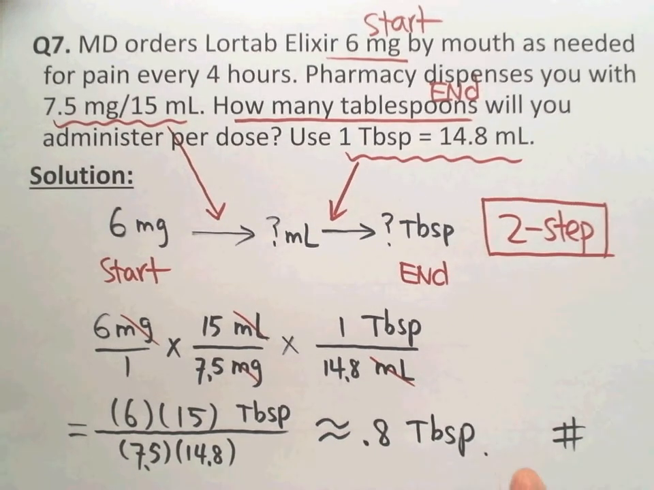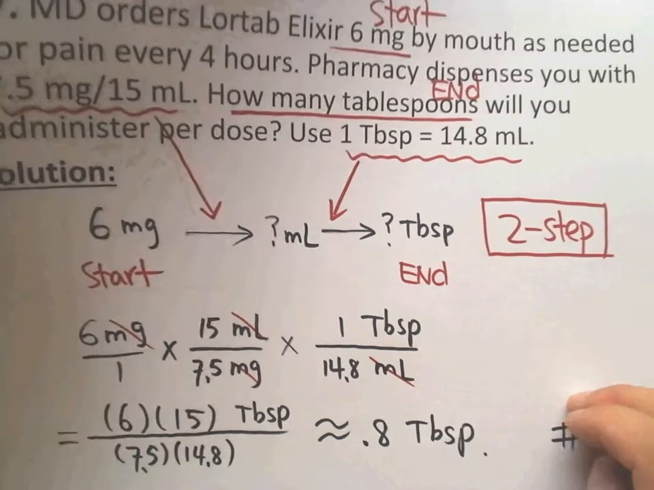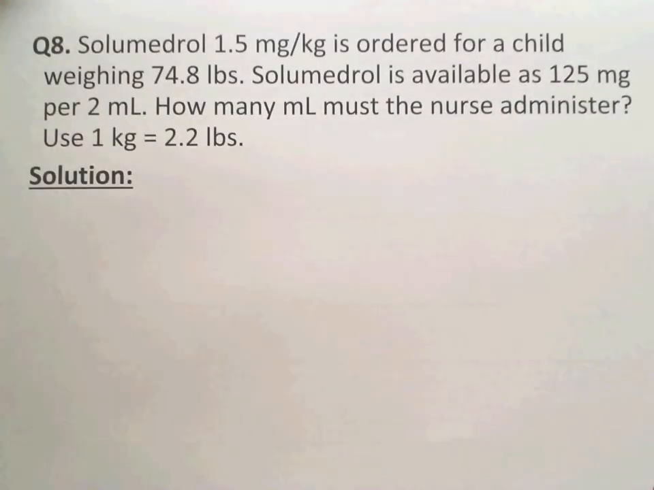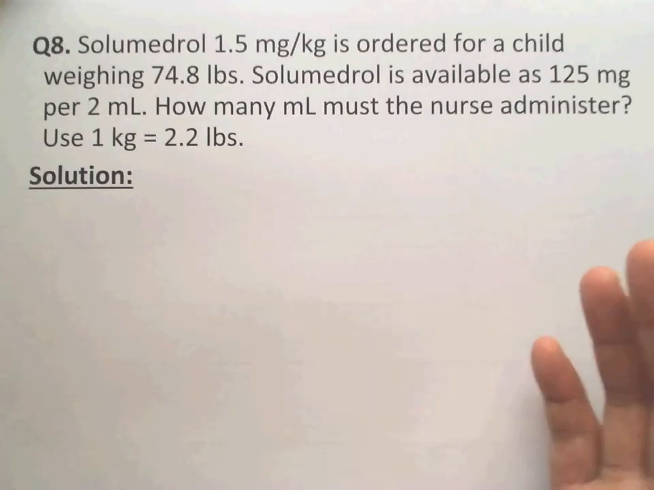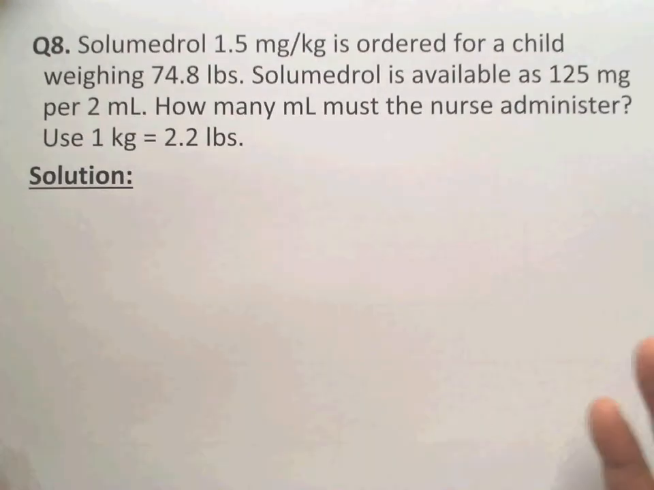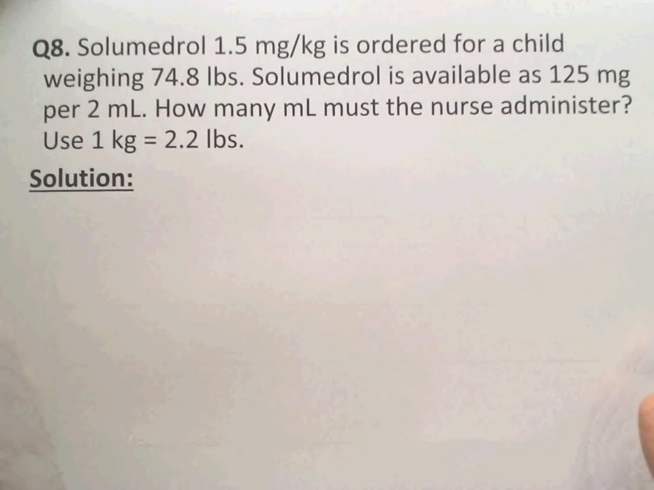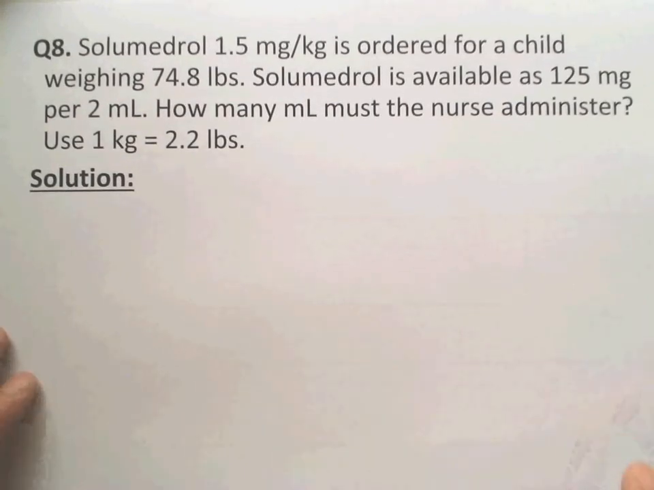If you use a calculator, you get 0.8. Just around the 0.8 tablespoon. This is the result. And I hope you get something from this type of method. Dimensional analysis works very, very easy, okay?